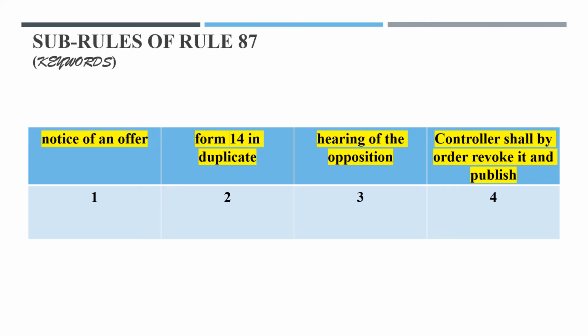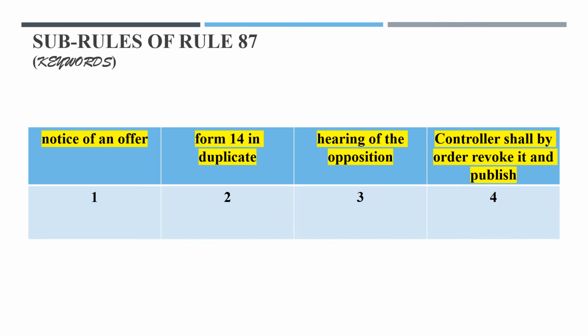Now we will discuss the keywords in the subrules of rule number 87. In total there are 4 subrules in rule number 87. So let us proceed with them. The key phrase for subrule 1 is notice of an offer. The key phrase for subrule 2 is Form 14 in duplicate.